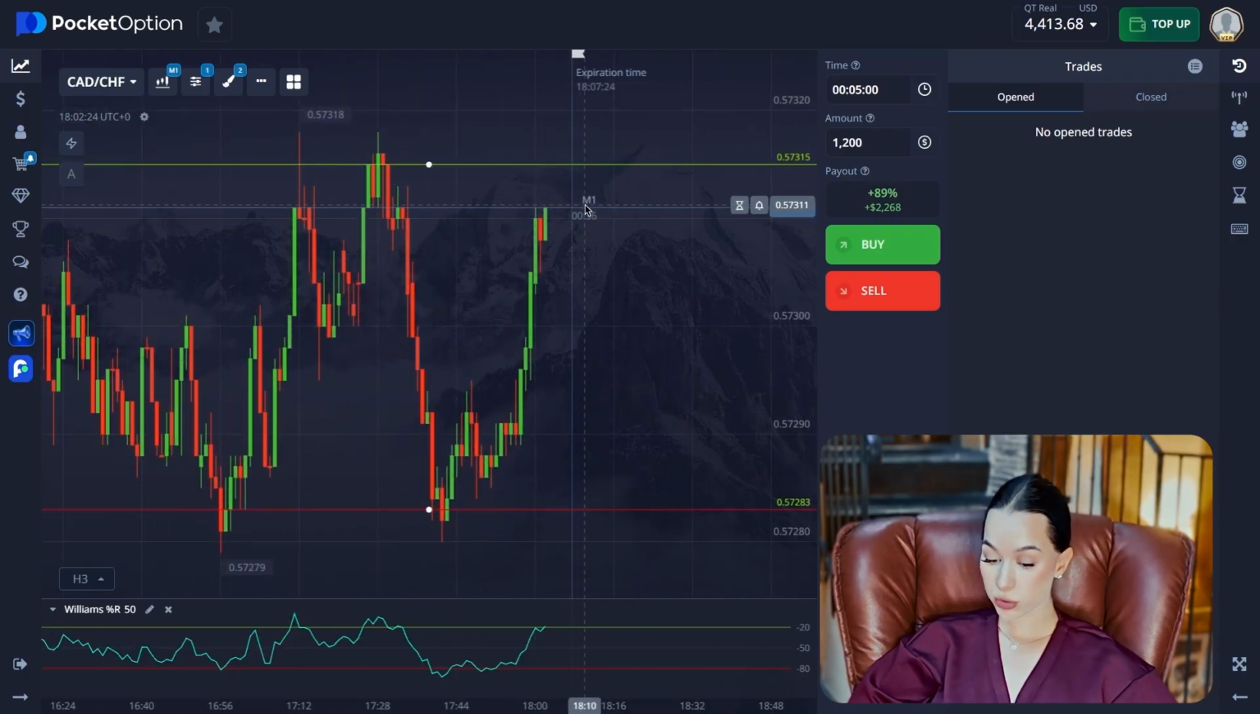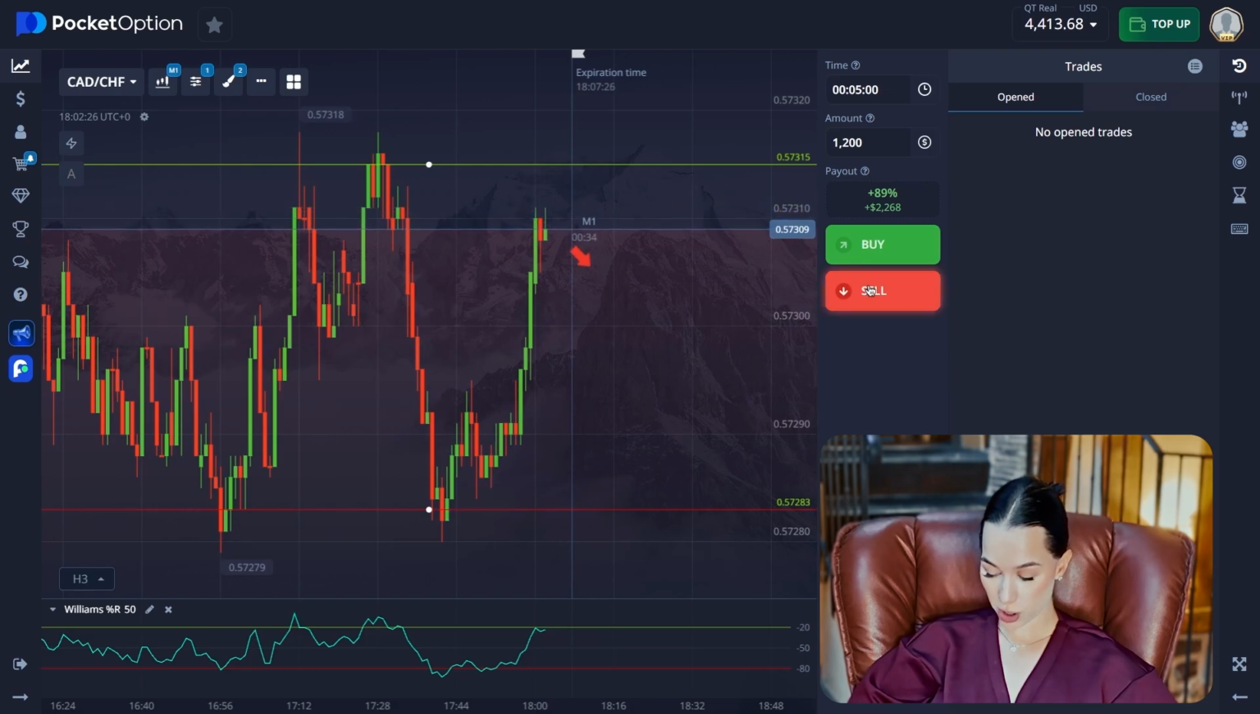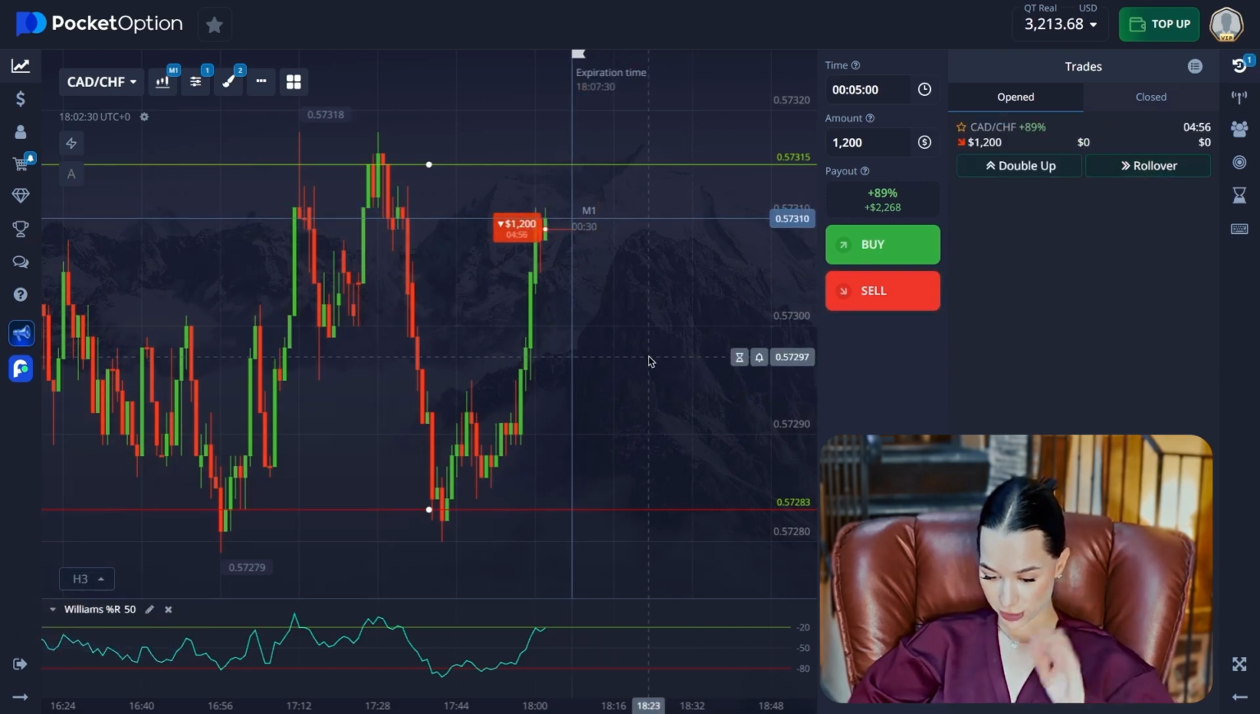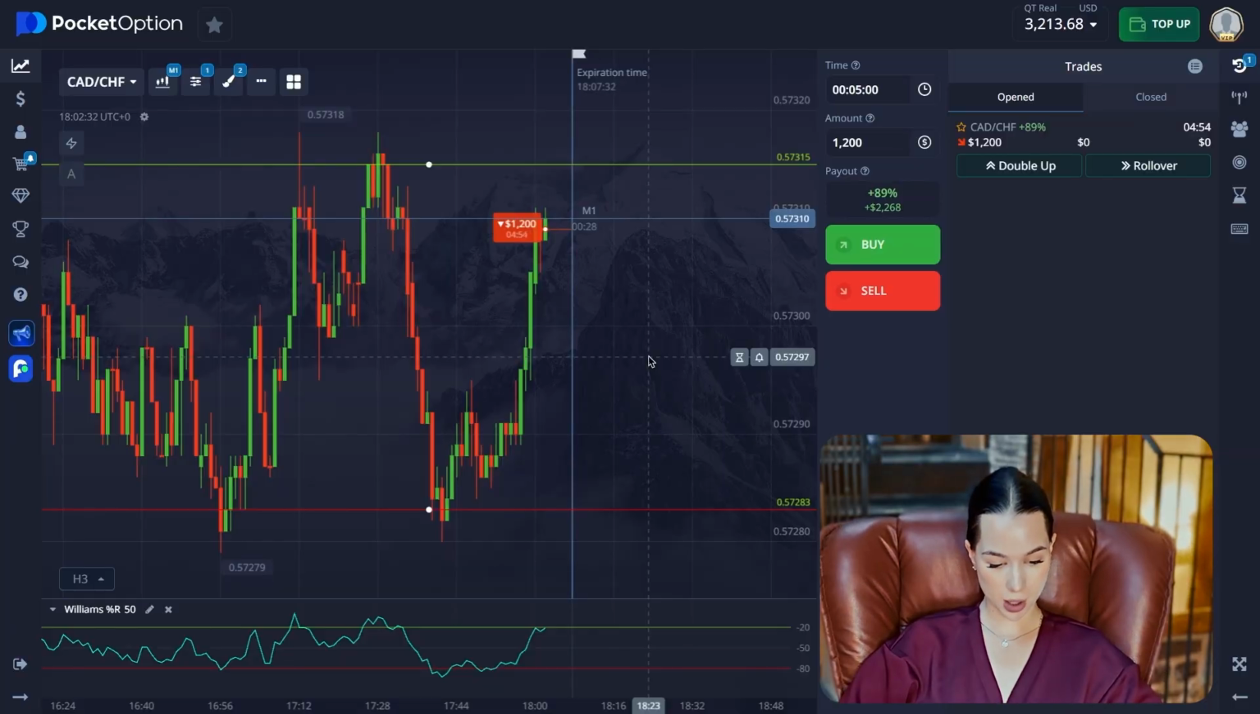Maybe it will jump to the resistance level. No, it started going lower. So I'm opening here a sell trade for 5 minutes. Okay, perfect. So let's talk about this trade.